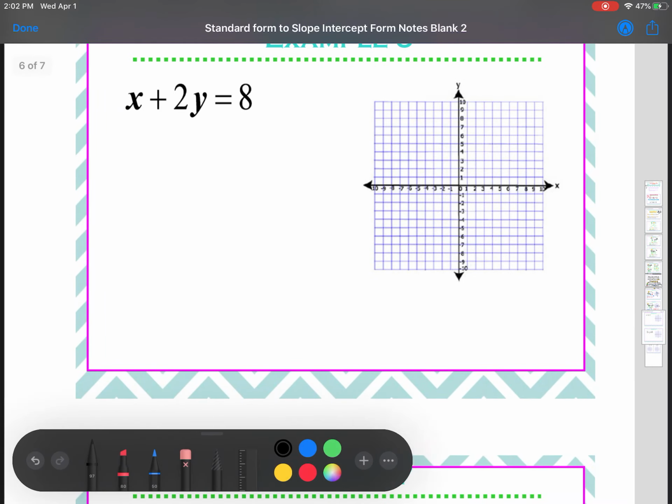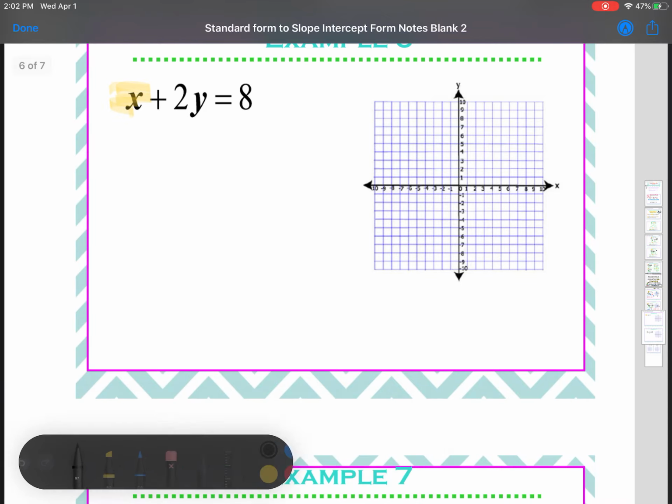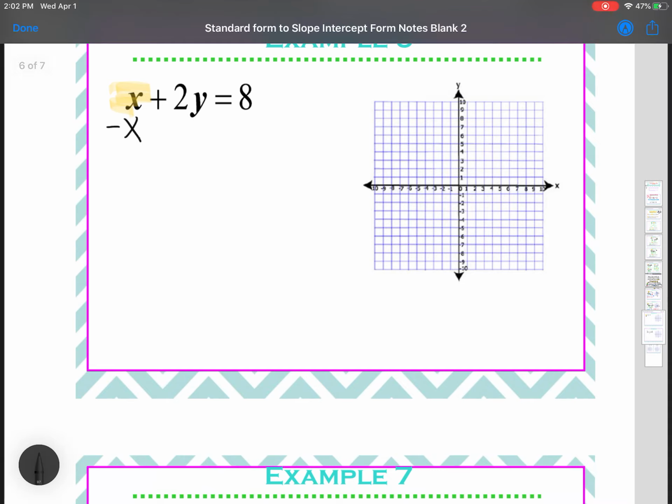Okay, x plus 2y equals 8. So first I have to move my x term. Going to subtract it, minus x. I'm left with 2y equals -x plus 8.